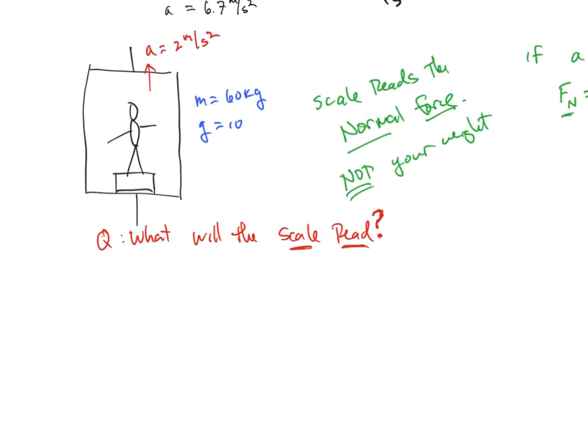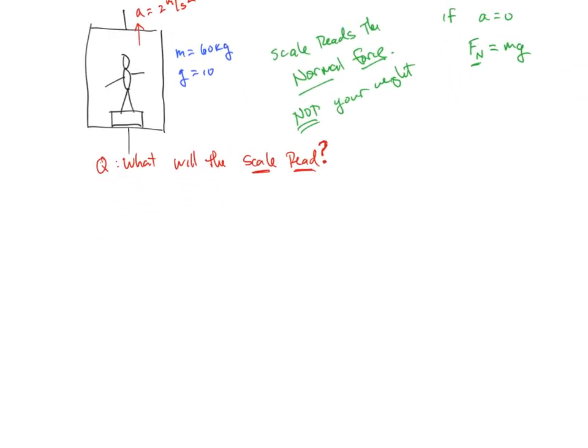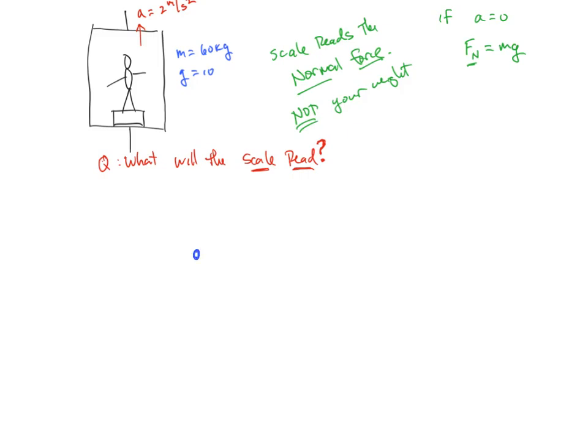Okay, so what will the scale read? Well, with that introduction that the scale reads the normal force, I know what the object in consideration is. It's the person. Here are the forces. I'm going to do the FBD. We've got mg down, which is 60 times 10, or 600 newtons. We've got a normal force up, F sub n. Since the direction of the acceleration is up, that means the direction of the net force has to be up as well.